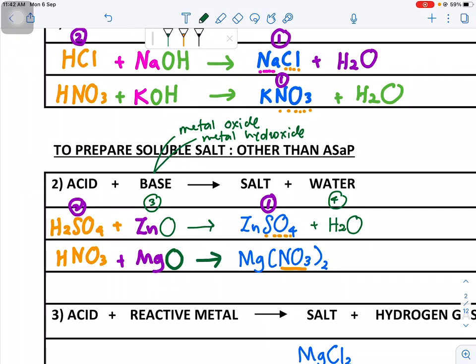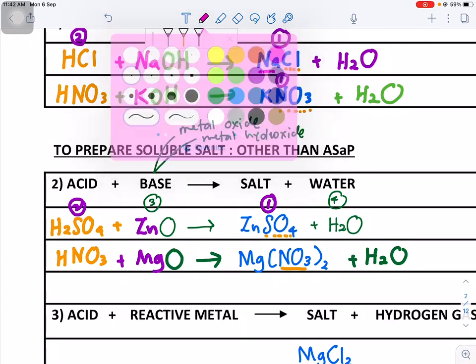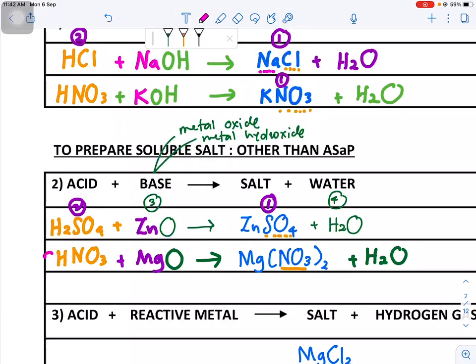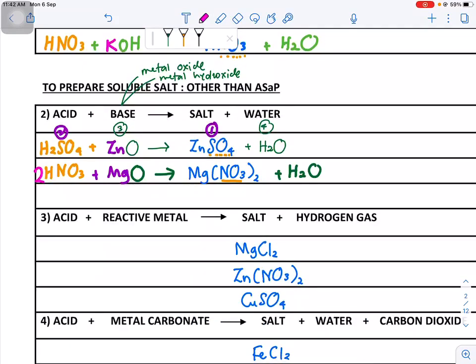So acid and base, you got salt and water. Check, is it balanced or not? Okay, it's not balanced yet. So make it balance. We have two nitrate here, put 2 here. Okay, so this is the second chemical equation to prepare the salt. Acid and base. You got salt and water. Next, to prepare soluble salt other than anak, we also can use the reaction between acid and reactive metal.